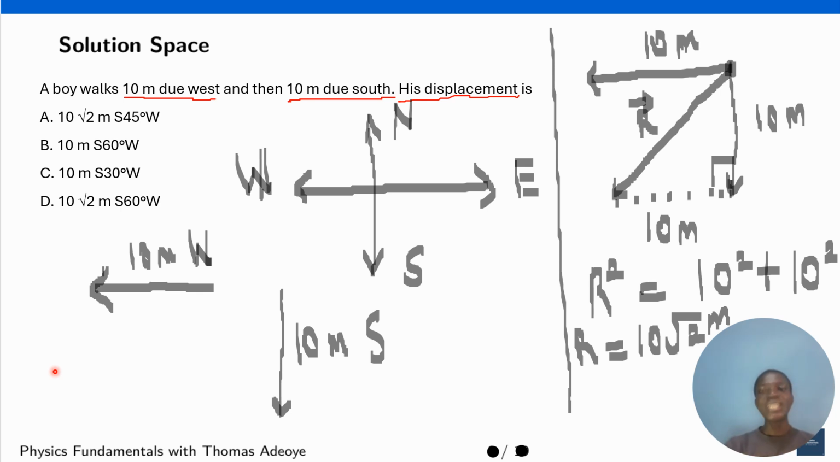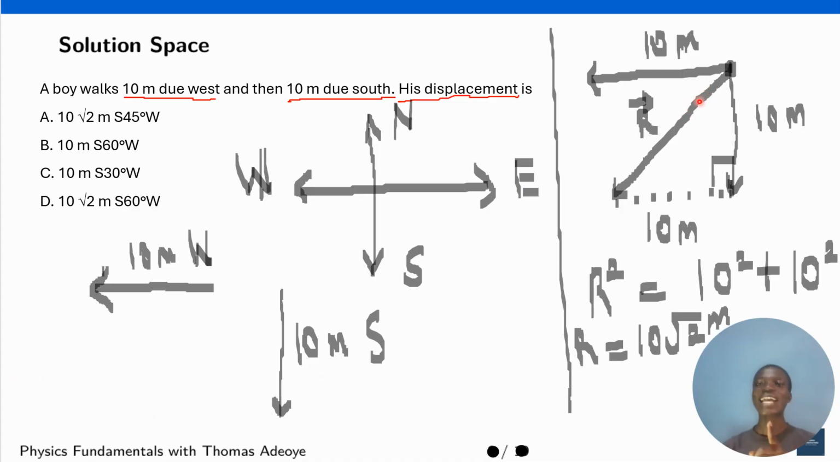But we need magnitude and direction because displacement is a vector quantity, and by definition a vector quantity can only be completely described in terms of 2 things: its magnitude and direction. So now we need to move on to calculate the direction. But how do we calculate direction? To calculate direction, we go back to the diagram.